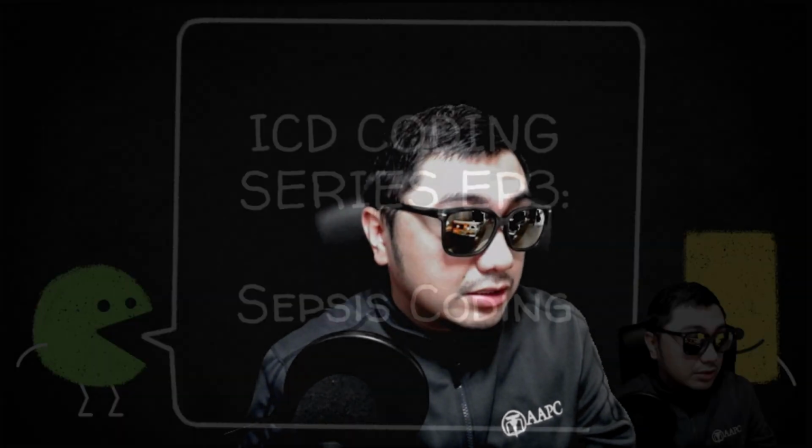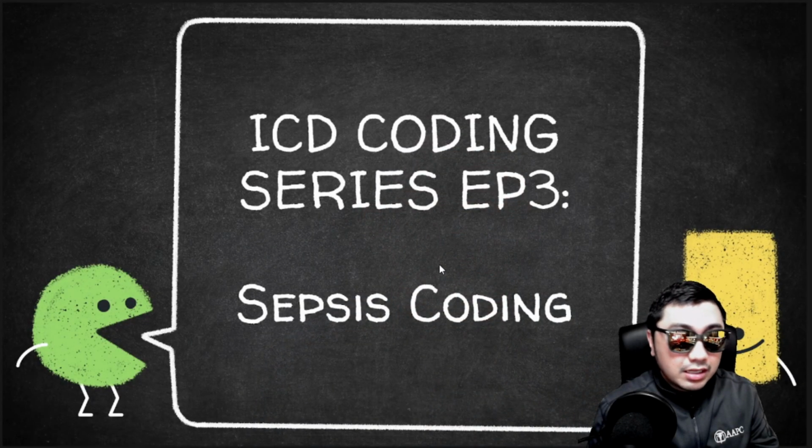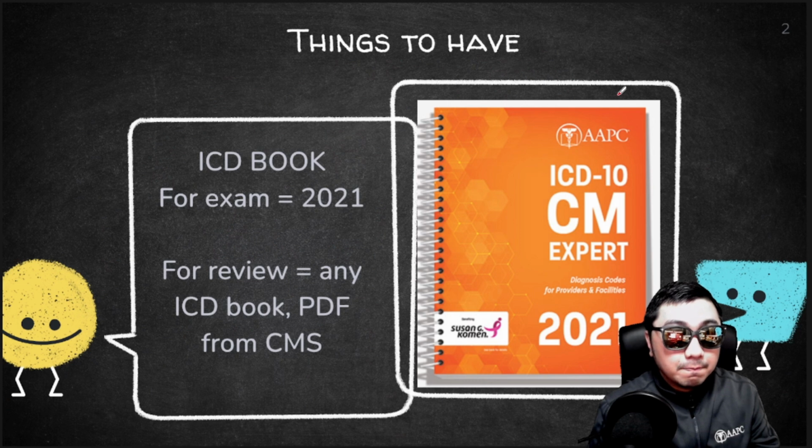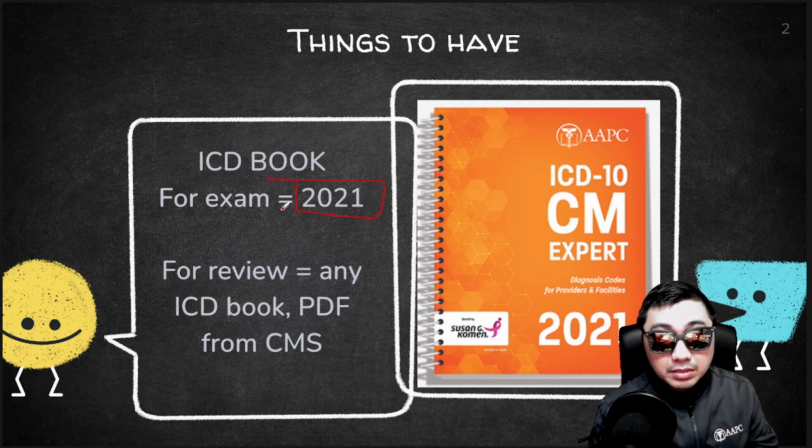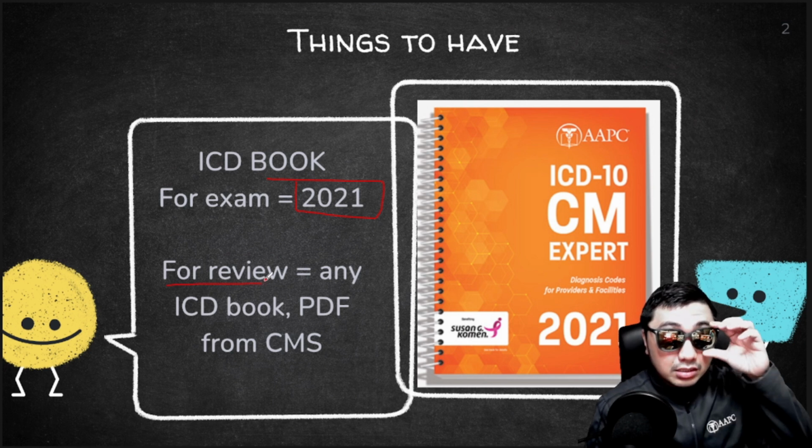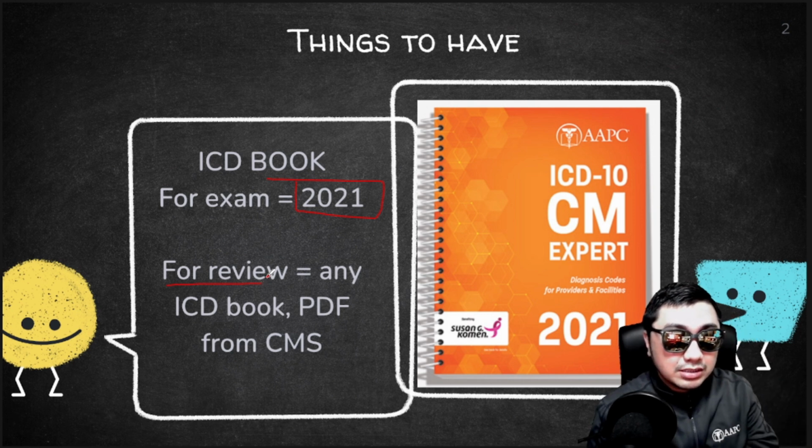Okay? So let's start. Our episode for today is sepsis coding. So things you need to have are the following. You need to have, of course, your ICD-10-CM manual. You can use your 2021 version if you will be using it for your exam, of course, so at least the updated codes are there. But for review purposes, you can use any version of the ICD book as long as there are guidelines listed there, so you can easily check the guidelines. And also any PDF version from the CMS website will also do. Okay, but for your exam, you need the actual books.